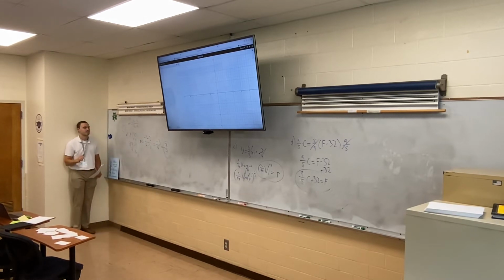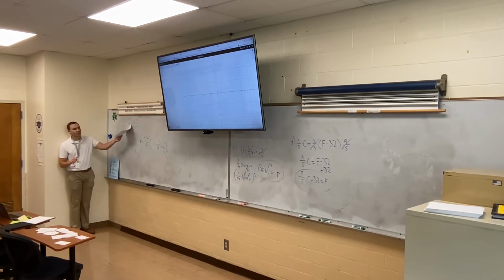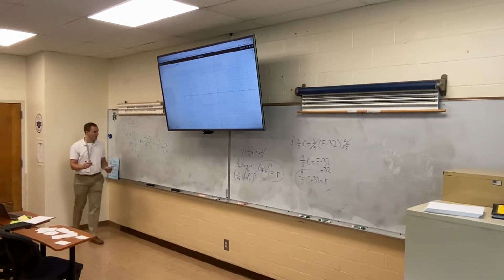What is this equation called? It's just called the slope formula. Okay, so that's part A.